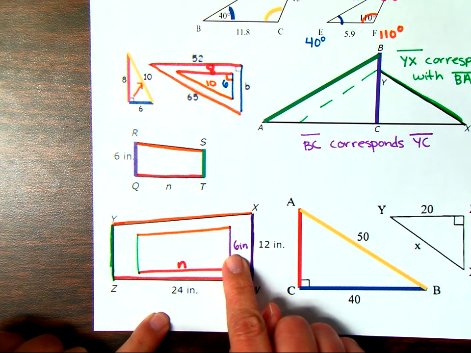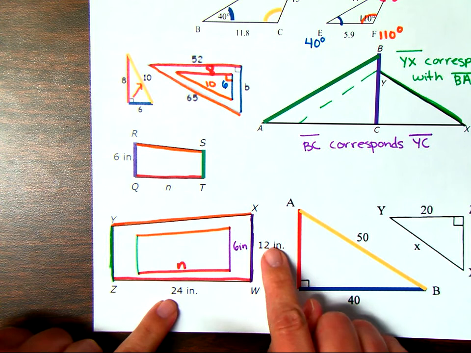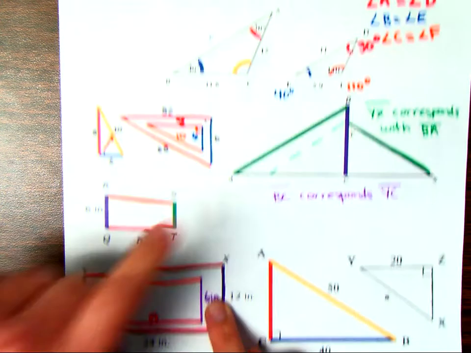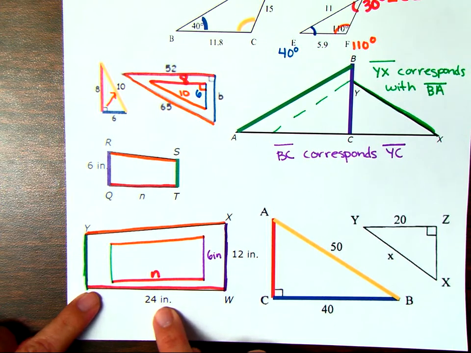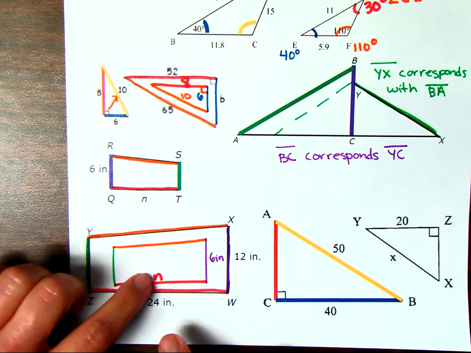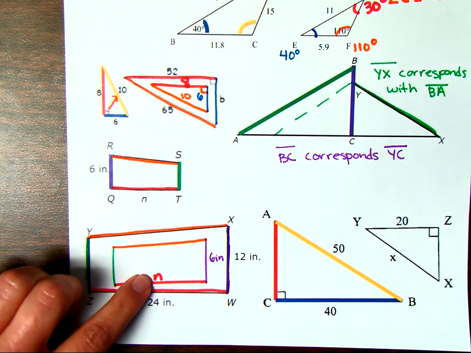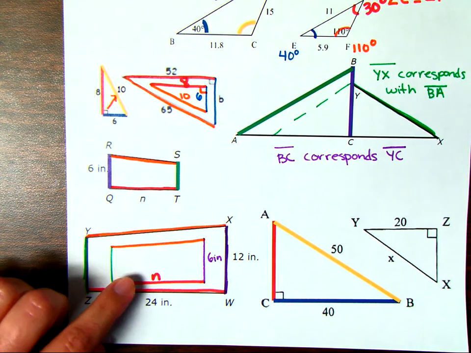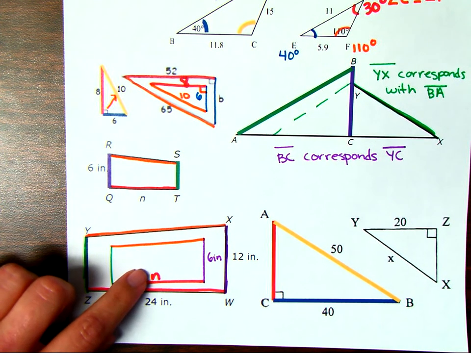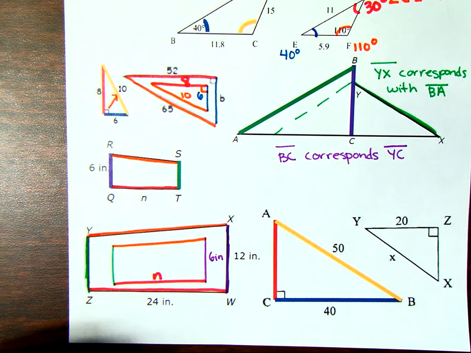So if I'm going from 12 to 6 by dividing by 2 and corresponding sides are proportional, well, 24 divided by 2 is 12. So that's how we can solve these. And we'll do that more later on, but just to kind of give you a heads up. So we actually know that the length of N in this smaller shape would be representative of 12 inches. Just to see that's what's coming up.